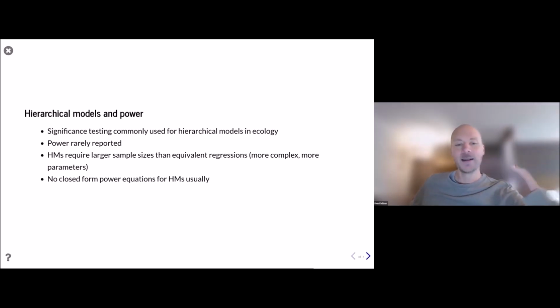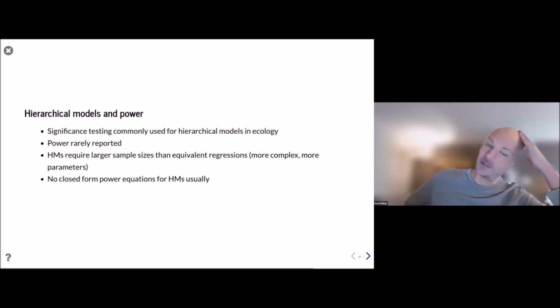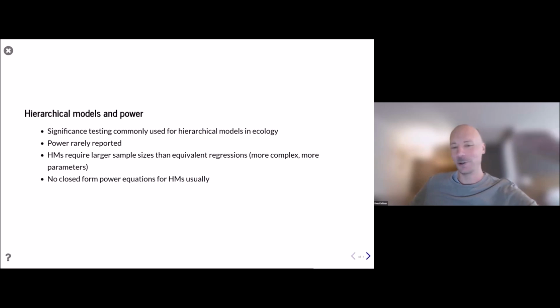It makes sense. The other problem is that there aren't generally closed form power equations for hierarchical models. For lots of analysis types, you have some equation or tool that you can get power from very easily for linear regression or ANOVAs or t-tests or whatever. But for complex hierarchical models, there aren't these tools available. There actually happens to be one. There's a cool paper that does it for simple occupancy models. But for these other papers or these other models, there tends to not be.